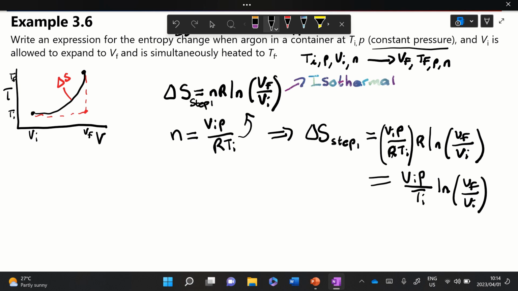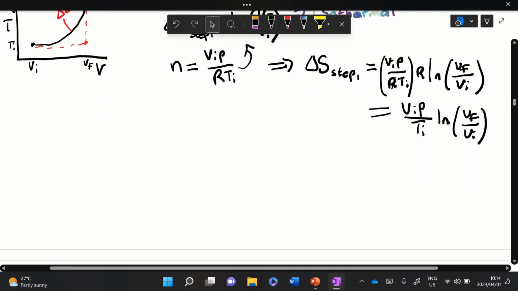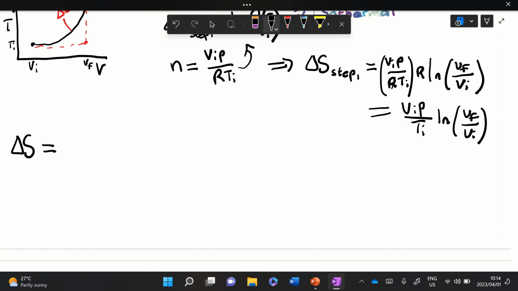Okay. Then if we look at equation 3.17, we get the equation that we require for the change in entropy for the isochoric process, in other words when we're at a constant volume. That is given to us as Cp ln of Tf over Ti.